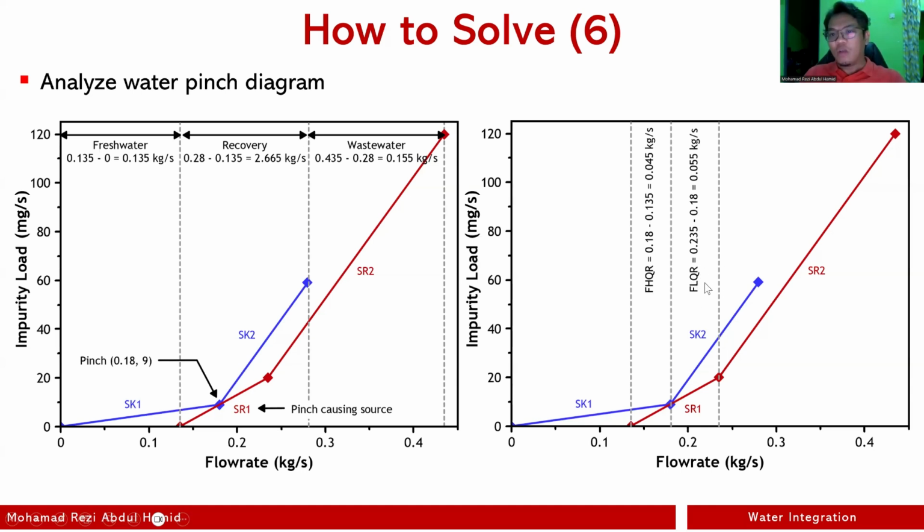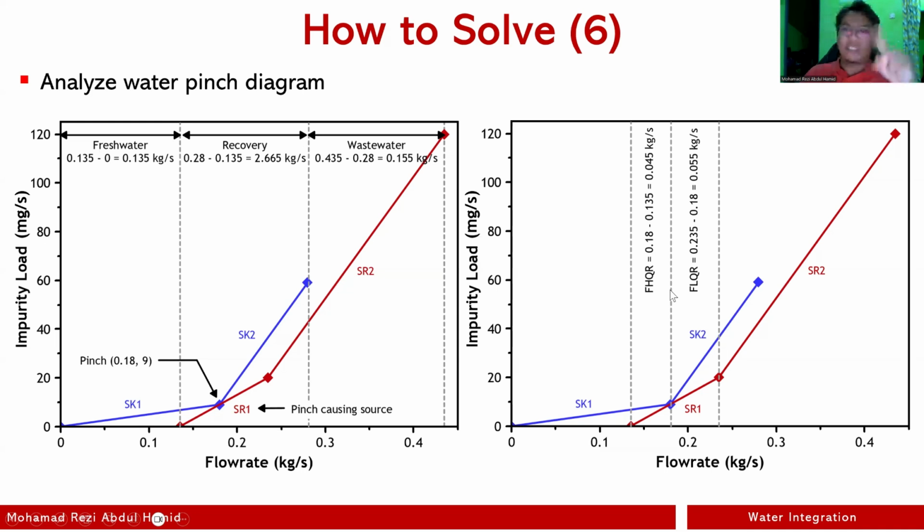The right side is low quality region because from left to right the impurity load increases, so the quality basically decreases. So this one is from the pinch causing source only, just this point to the end of the pinch causing source. You have to remember that because this is a very simple example where you only have two segments, but maybe you have like 100 segments. So you just need to find from the pinch to the end of your pinch causing source. You have FHQR and FLQR.